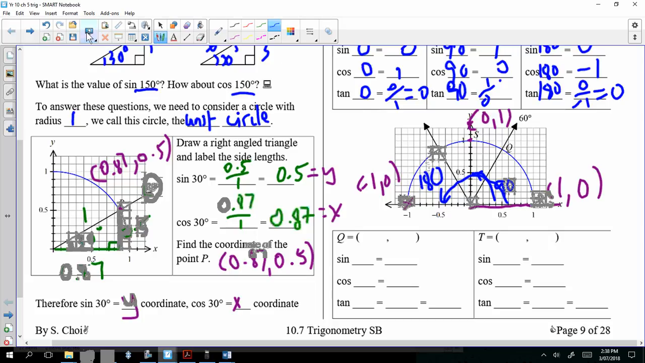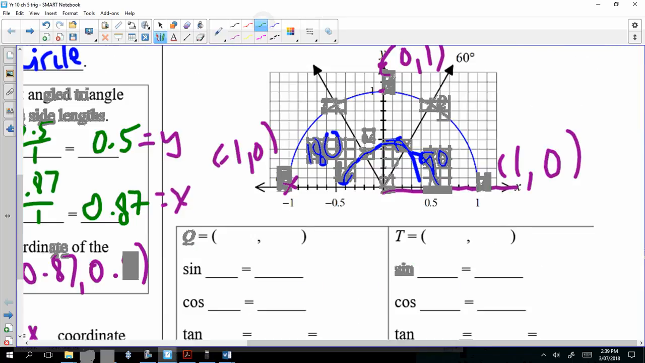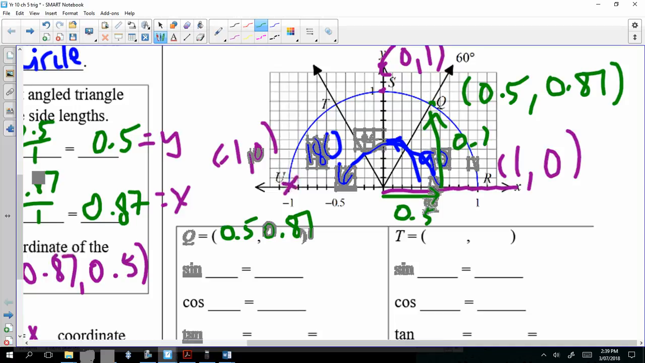Let's look at Q. Now, what's the coordinate of Q? 0.5, 0.87. So let's write it here. That's the coordinate of Q. Now, how do I know 0.87? Because you go 0.5 across, 0.87 up. You can count the grid, okay? Count the grid, you'll see 0.5 and 0.87.